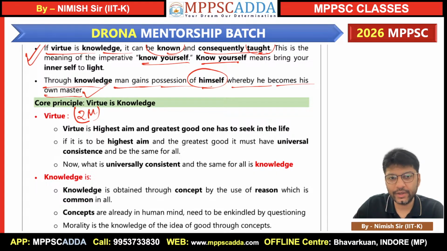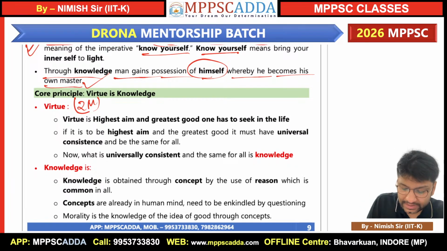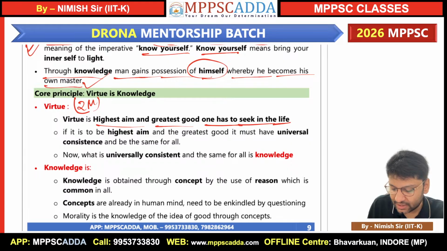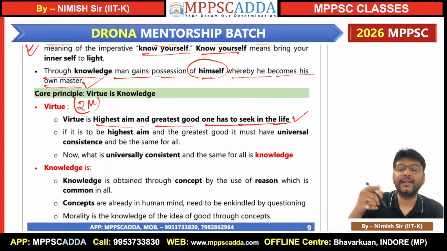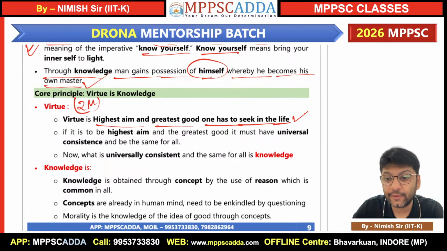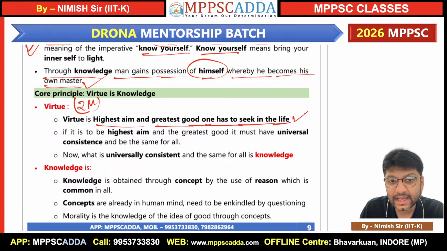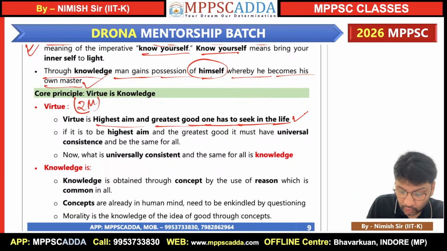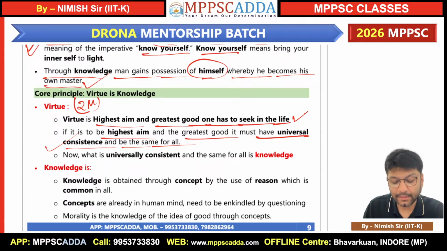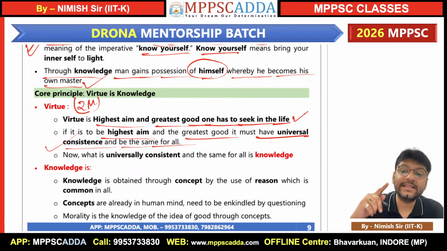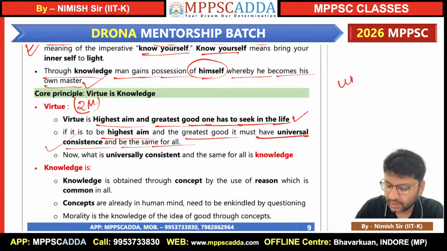What is virtue according to Socrates? What will you write? Virtue is the highest aim and the greatest good one has to seek in life. That's what we have learned above, that it is a basic propensity of humans, right? And this is the highest or the greatest good one can seek in life, because this will ultimately lead to what goal? Know yourself. If it is to be the highest aim and the greatest good, it must be universally consistent and the same for all. Again going to the same thing from the first class, that is universal validity of knowledge, the Socratic problem.